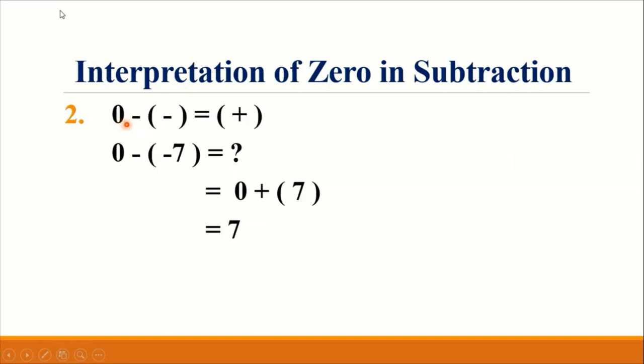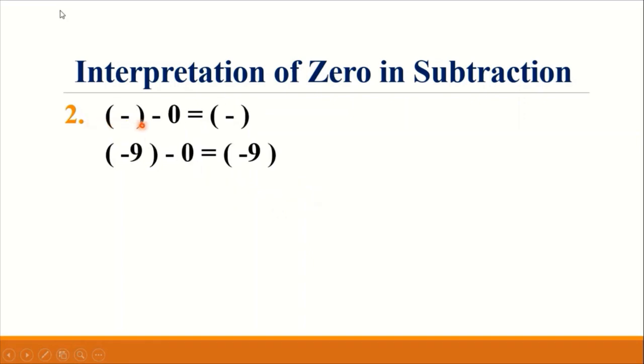When any negative number is subtracted from 0, answer will be always positive. For example, 0 minus minus 7 is equals to 7. In this example, sign will change and minus will become plus.